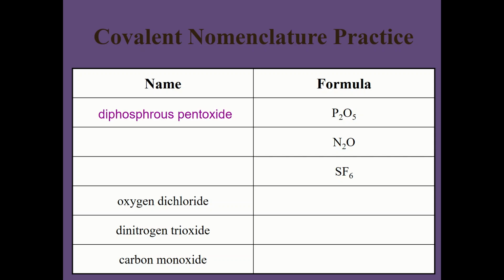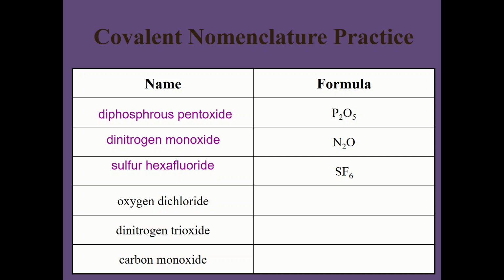So what would be N2O? Nitrogen monoxide? Yes. It's also known as laughing gas. And sometimes they just call it nitrogen oxide, which is wrong. Its proper name is dinitrogen monoxide. SF6. Y'all know? Sulfur hexafluoride. Hexa being 6.